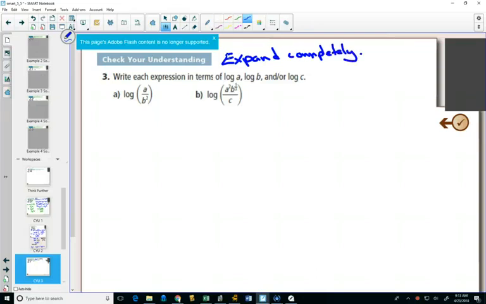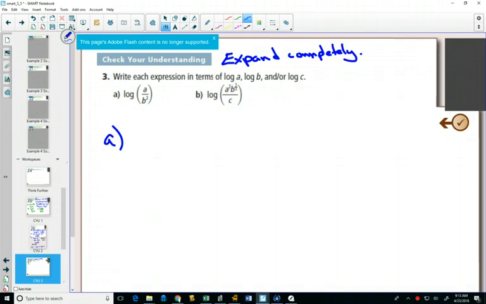And in this case, it's written as write each expression in terms of log A, log B, or log C. What they mean by that is the only thing you can have inside of a log is either A, B, or C. You can't have any extra stuff inside of a log. So in A, what do we have? We have an A and a B squared inside of our log. So we have to expand this completely.